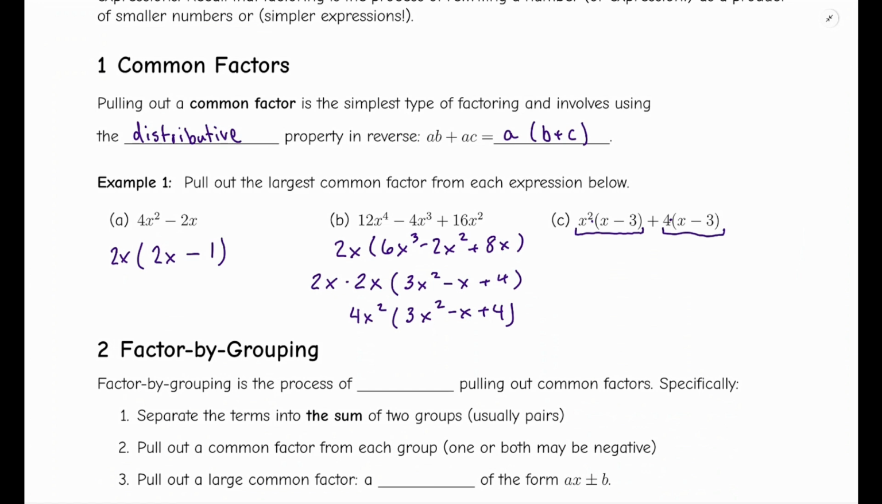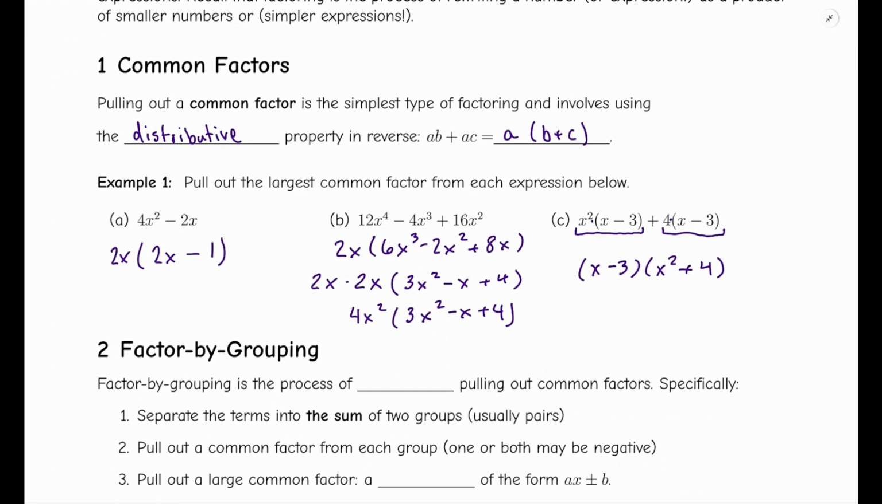What do these 2 terms have in common? They have an x minus 3 in common. So if I factor that x minus 3, then we're left with x squared plus 4. So the GCF need not be a monomial. The GCF could be a binomial or even a trinomial.